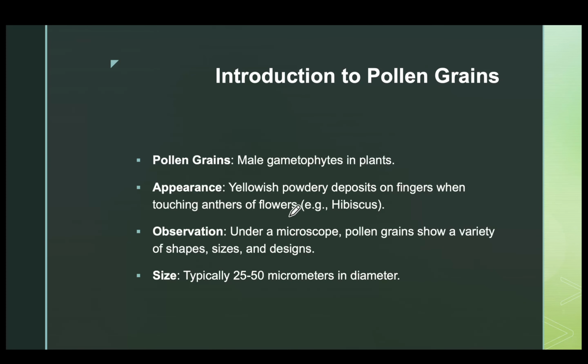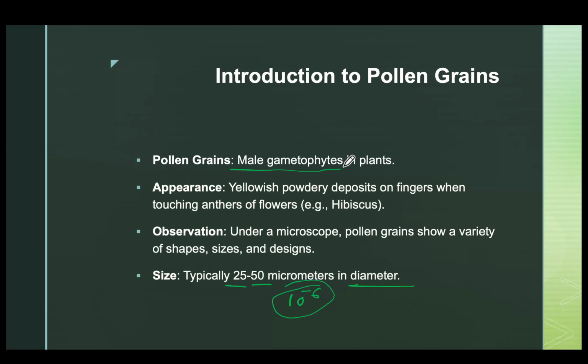The size of pollen grains is obviously very small. It is around 25 to 50 micrometers in diameter. What is a pollen grain? They are male gametophytes, meaning what? Basically, they carry the plant's genetic material ready to fertilize the female ovule. Clear? Now, if you ever touch the anther of a flower like hibiscus, you might have noticed a yellow powdery substance on your finger. Well, that's pollen only.